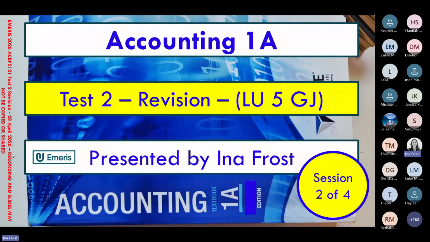So students, we are in session 2 of our revision morning, and now we're going to focus very specifically on Learning Unit 5 and specifically the General Journal, because this is the one part in Learning Unit 5 where we always find that students are struggling a little bit.